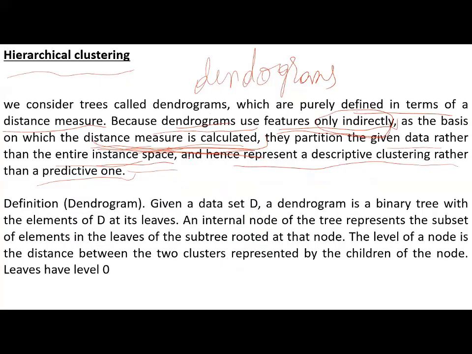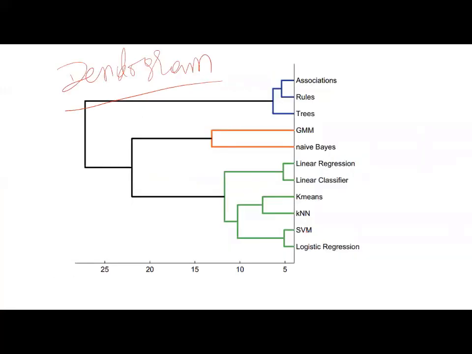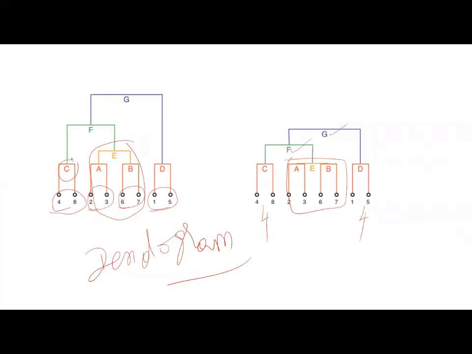You have to know two terms called linkage. What do we mean by linkage? Given a data set D, a dendrogram is a binary tree. Binary tree, only two nodes. This is called a binary tree, with the elements of D as its leaves. An internal node of the tree represents the subset of elements in the leaves of the subtree rooted at that node. This is a subset, this is another subset, and this is the final subset.